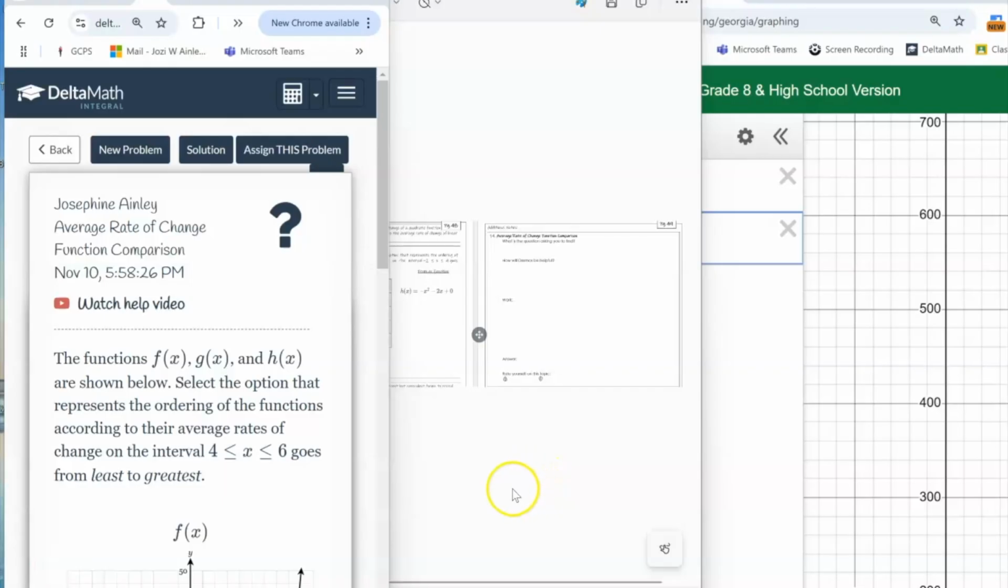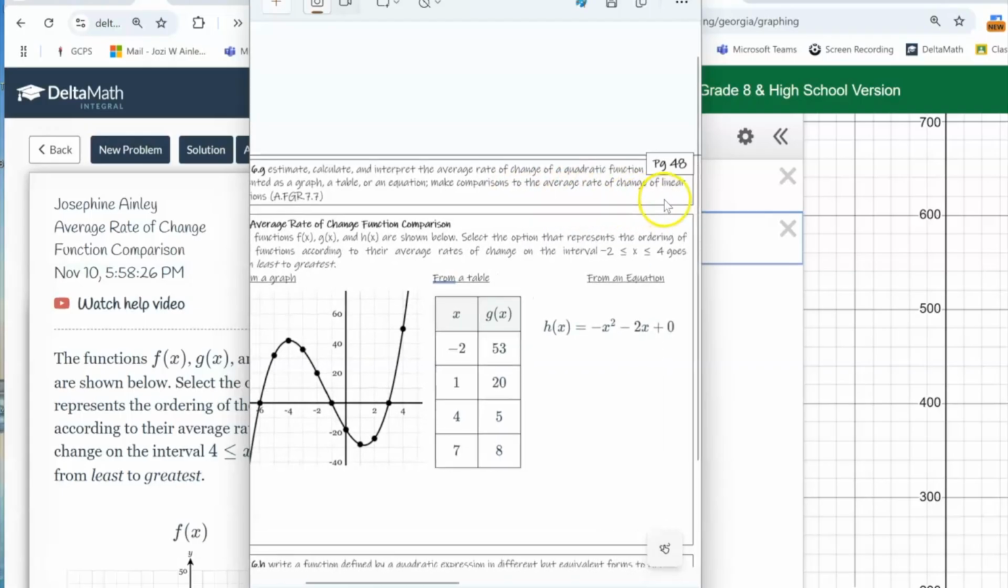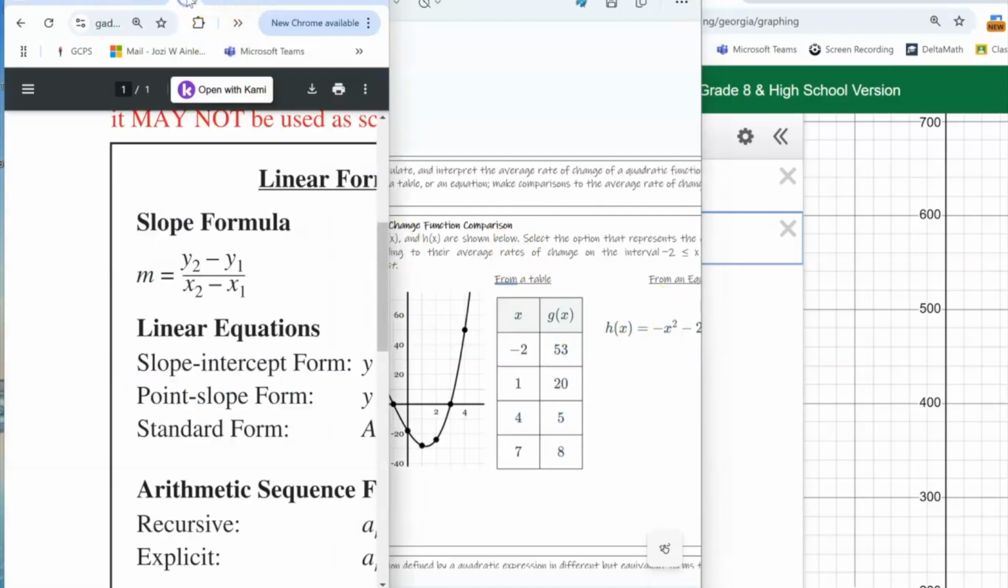All right, so next we're going to take a look at average rate of change. So average rate of change: estimate, calculate, and interpret the average rate of change in a quadratic function represented by a graph, a table, or an equation, and make comparisons to the average rate of change of the linear function. So that's 6.g_AKS. And so as you can see, we are going to find average rate of change from a graph, a table, and an equation. It really doesn't matter which one you're finding it from.